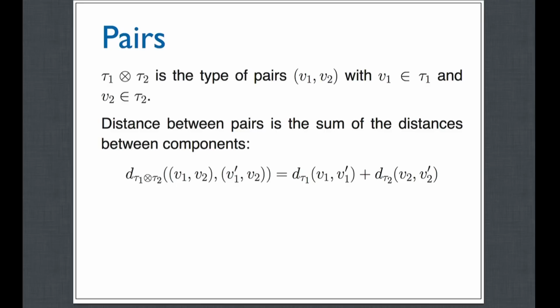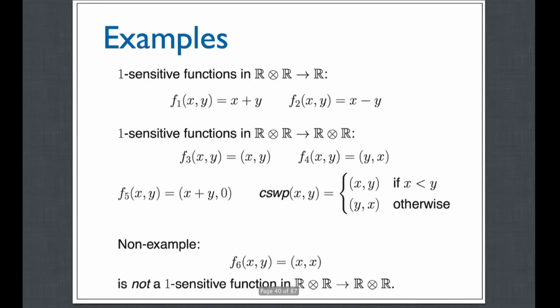So for example, now we can write binary functions because f1 there of xy is actually taking one argument, a pair, and returning the sum of the elements. And f1 is a 1-sensitive function on pairs under the metric that we just gave. Same for subtraction, same for the identity function, for swapping the elements of the pair.